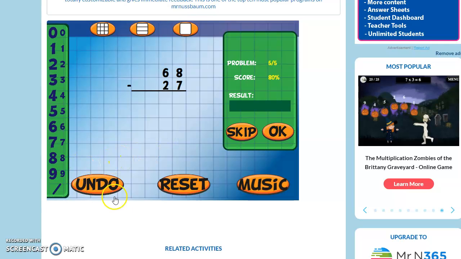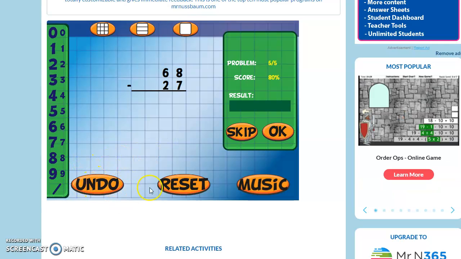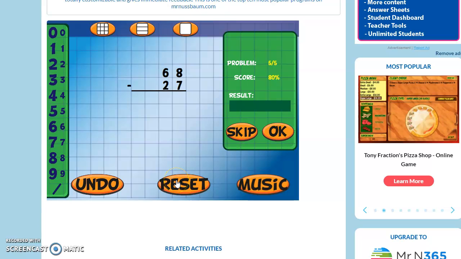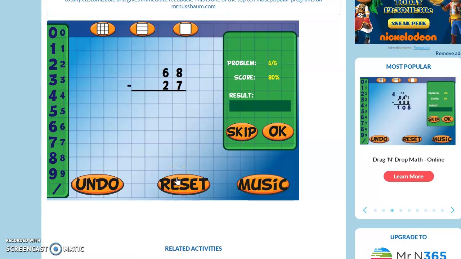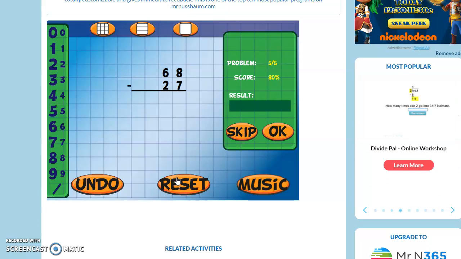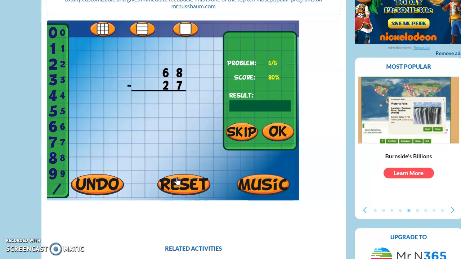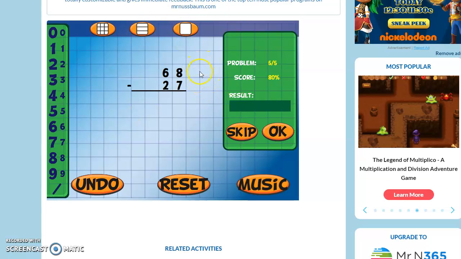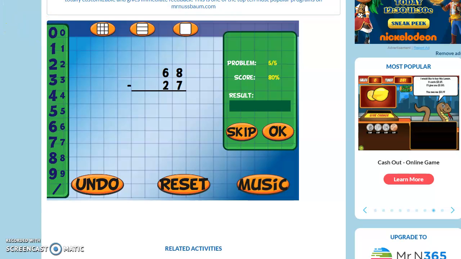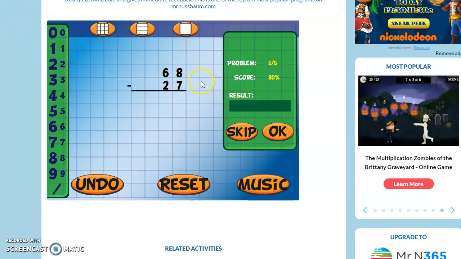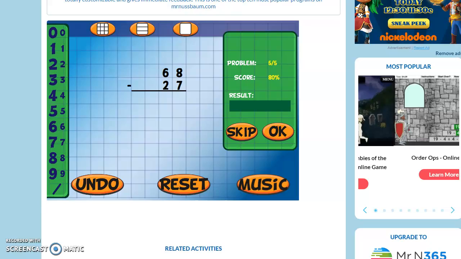Okay. If you make a mistake, you have an undo button down here and you have a reset button down here. Okay, I'd really like you to try this. If you get stuck, I want you to go ahead and use scratch paper, your math notebook, and draw out the numbers like we have been with base 10 blocks. You can use a stick for tens and dots for ones. So let me show you what that would look like here.